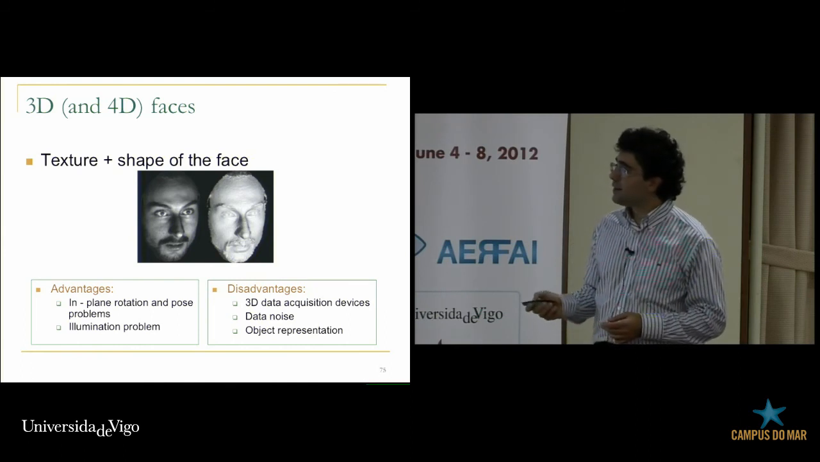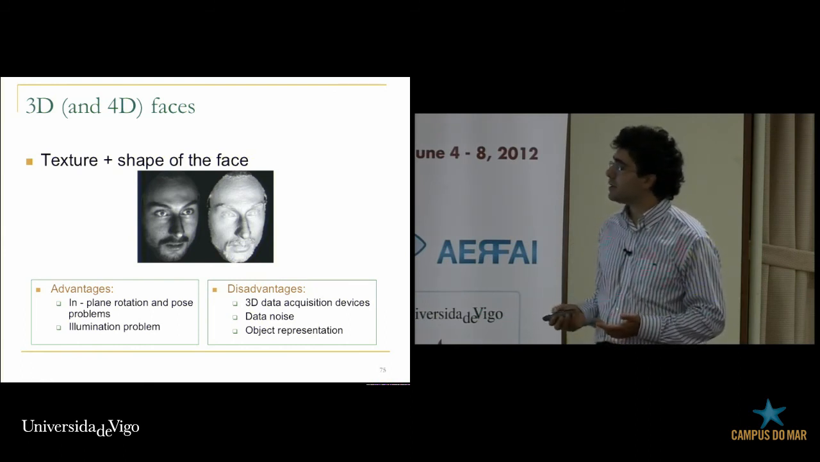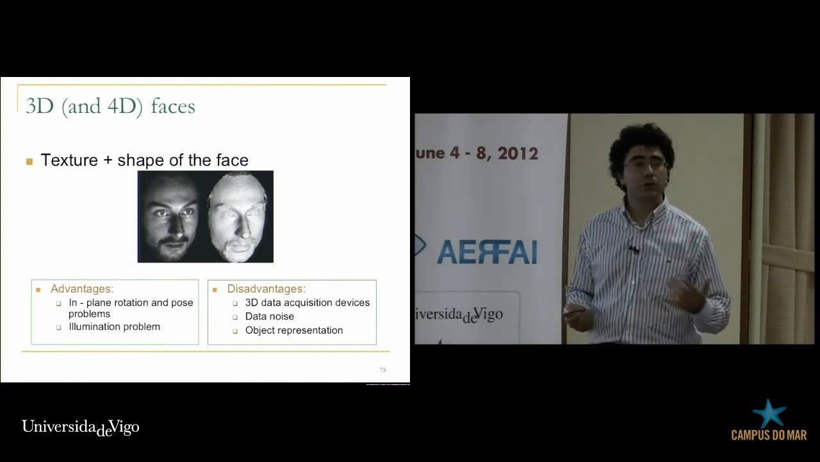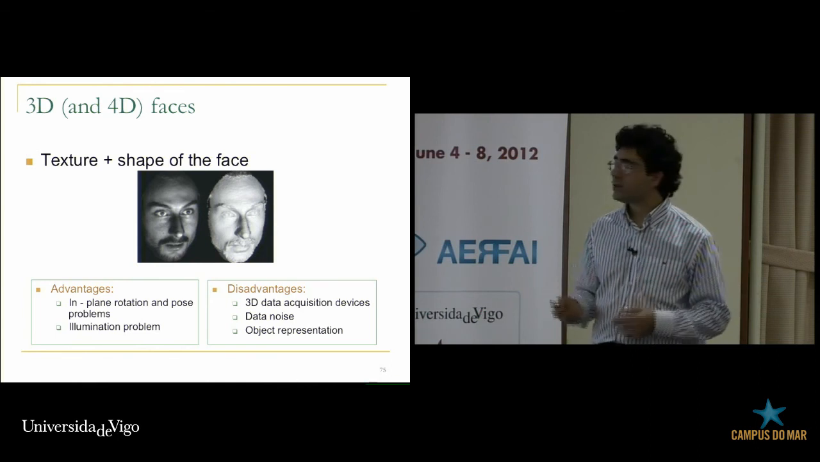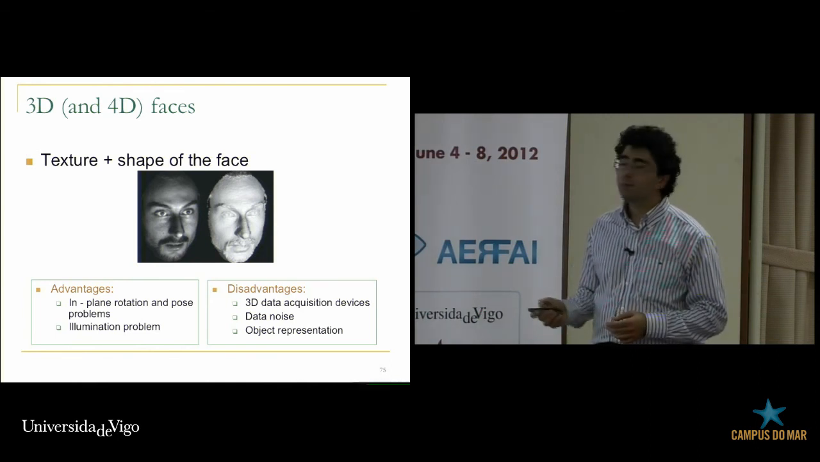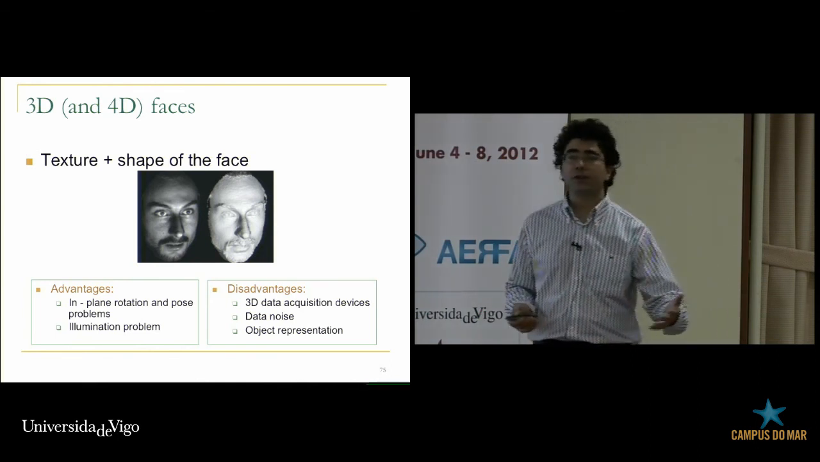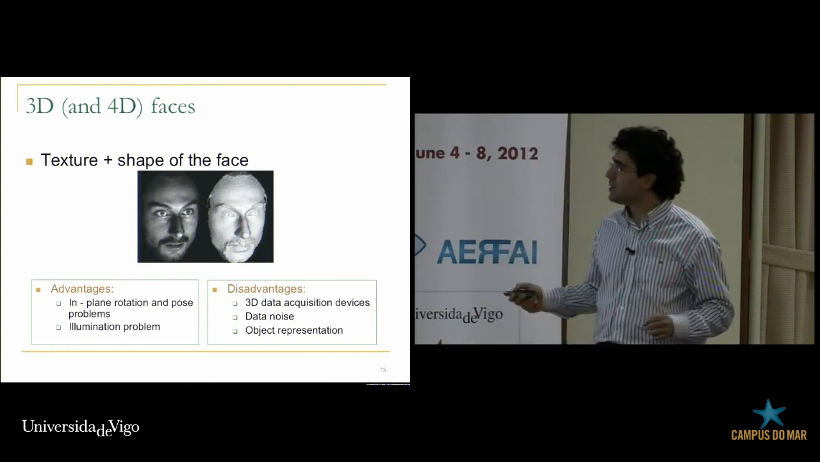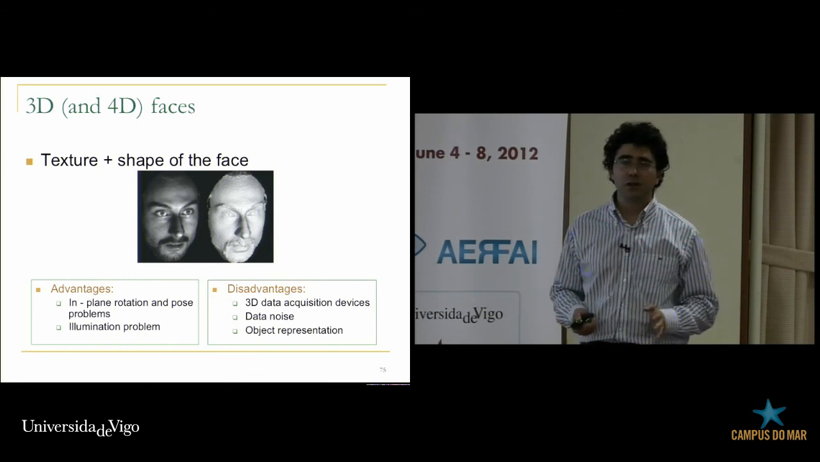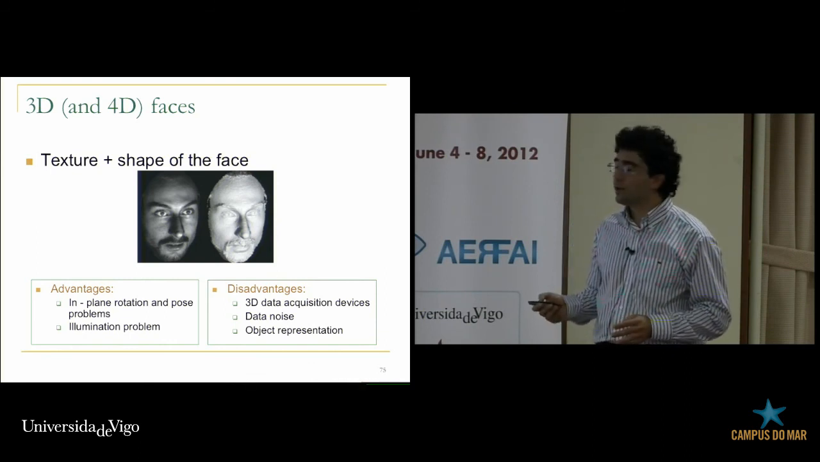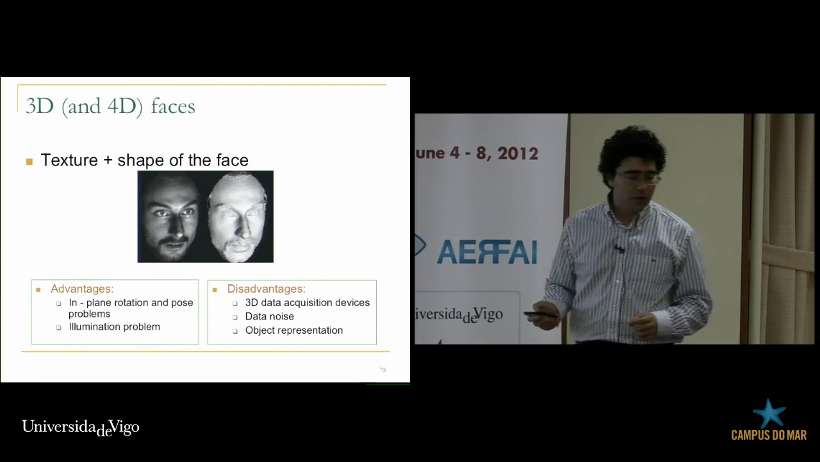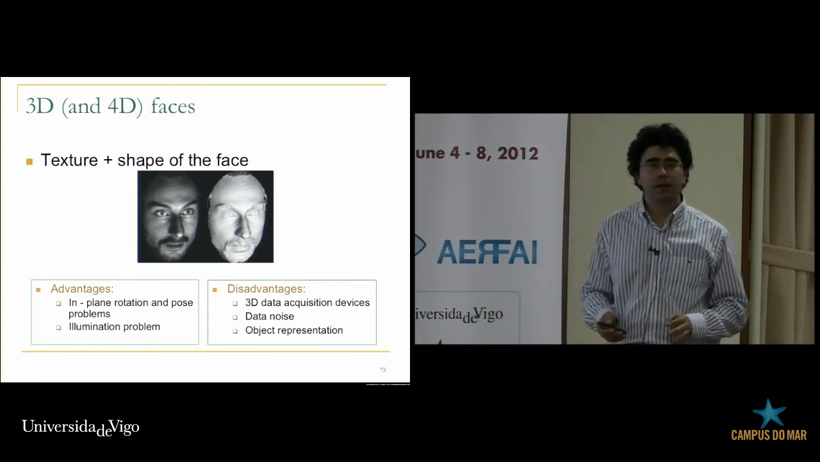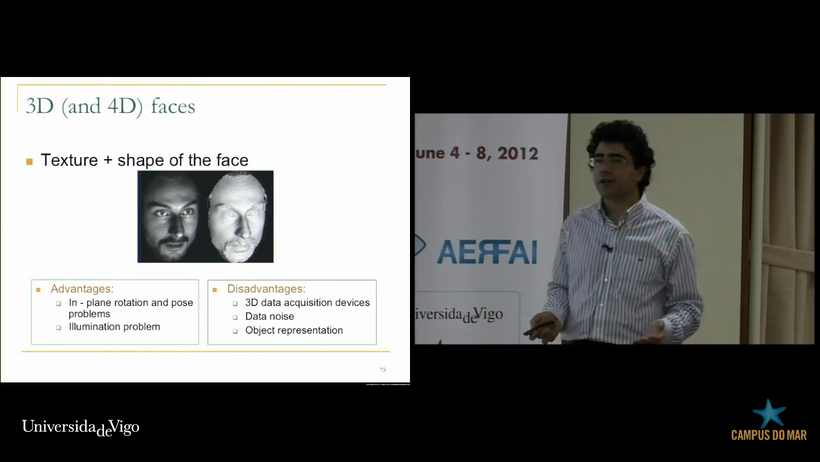The advantage of having 3D information is you can have rotation and pose correction, and you can also deal with illumination if you are able to render, if you are able to synthesize new faces. The disadvantage is that the acquisition devices are usually expensive. There is a lot of noise, and we don't know how to adequately represent the 3D objects. It's a bit more complicated object than 2D.